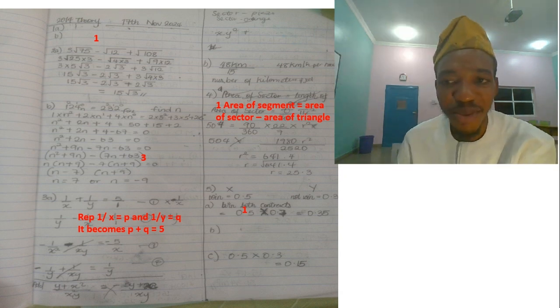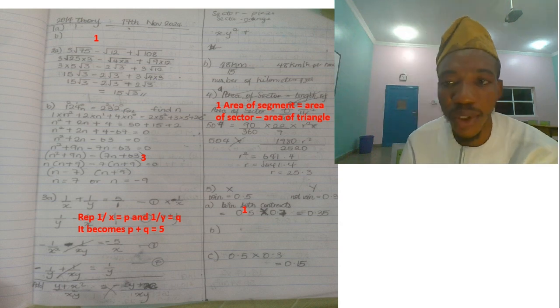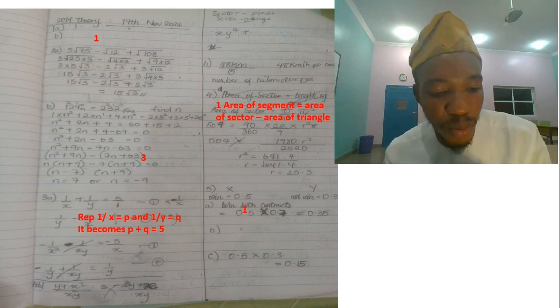So now let's start with what you did. Question number one was not attempted at all. You did not attempt question number one, so that's zero. But let's just go through what question number one was supposed to be.